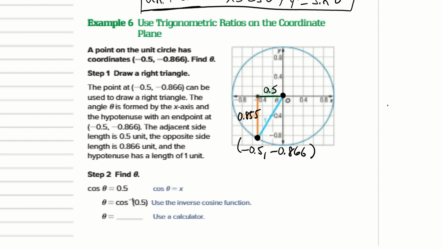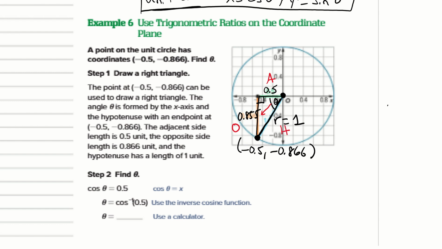But remember that this forms a right triangle. The hypotenuse is the radius of the circle, which is just 1. And this right here is my angle theta. So how do I get the angle theta? This right here is opposite, this is adjacent, and this is the hypotenuse.